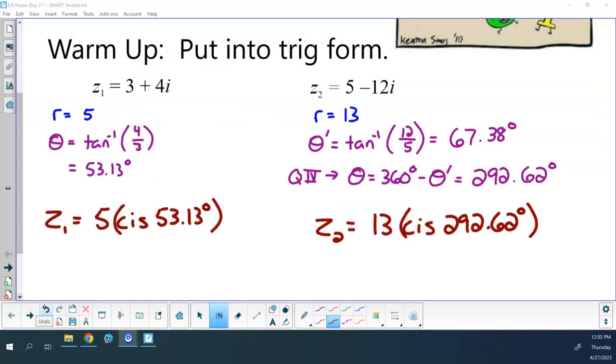So you should have gotten that. Z sub 1 is 5 cosine of 53.13 degrees plus i sine 53.13 degrees. And Z sub 2 is 13 cis 292.62 degrees. Anybody not get that or need explanation of it? Here we go, takers. Okay. We'll come back to those here in a minute.